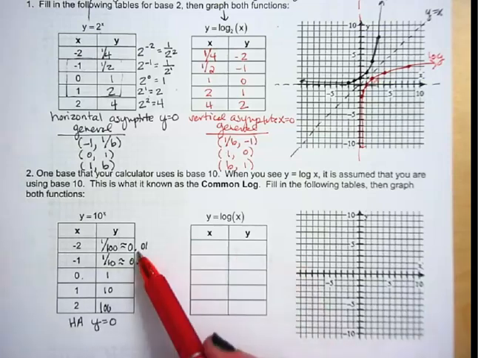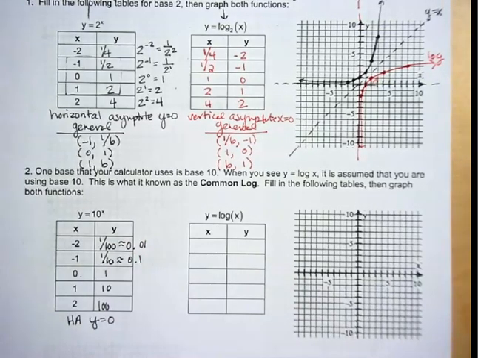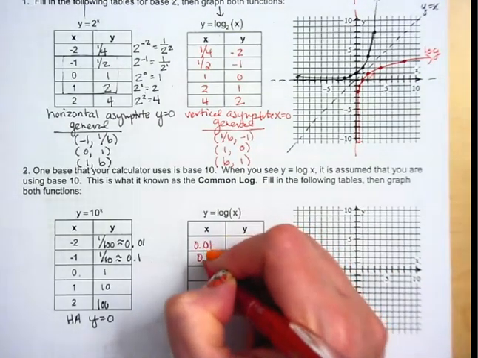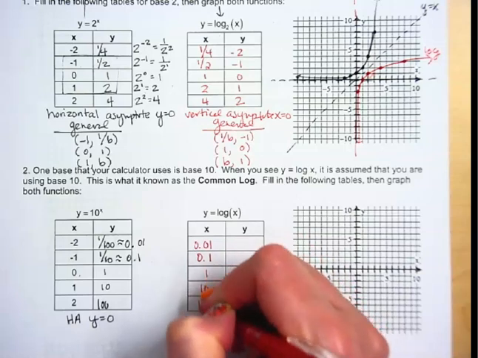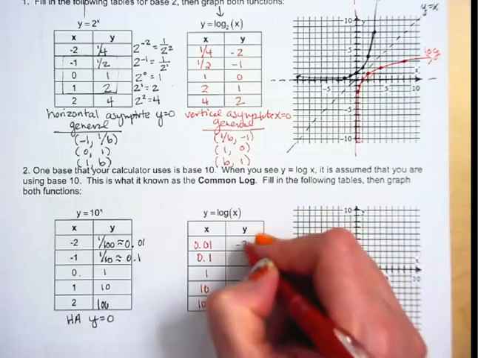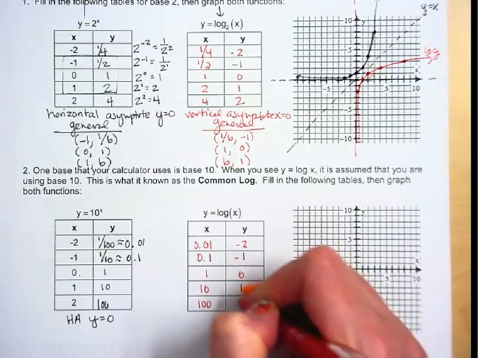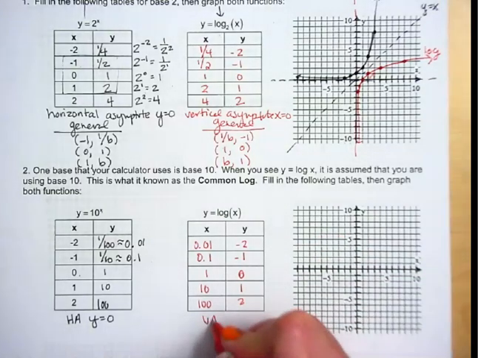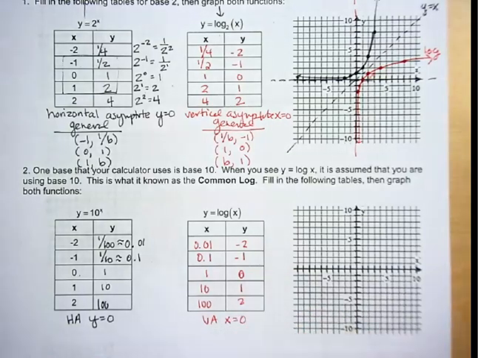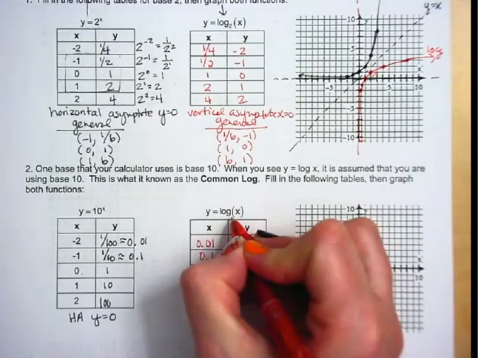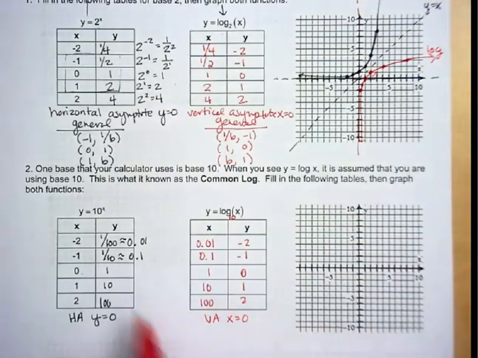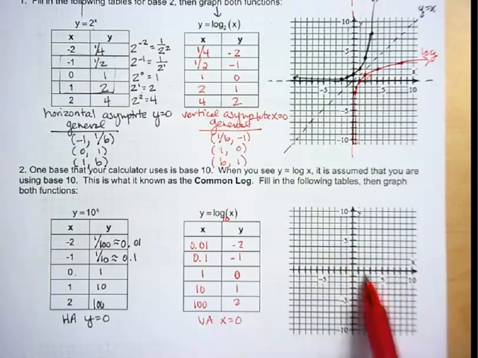The log table is all these values flipped. So we've got 0.01, 0.1, 1, 10, 100, and then -2, -1, 0, 1, 2, and a vertical asymptote at x equals 0. So remember that this is a log. When there's no base written, we know it's base 10. So I want you to pause your video and take a minute and graph those over here.